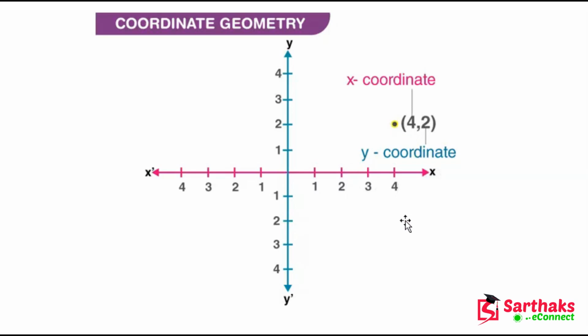Here, if you see, this is a plane. In this there are two axes, and these two axes are perpendicular to each other. This is the number line. This is the x-axis, and this is the y-axis.